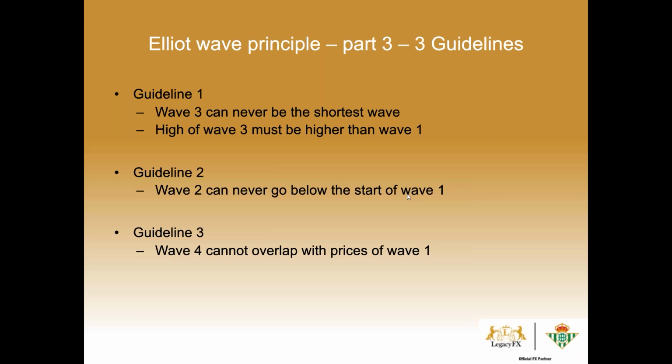So guideline number 1 is that the third wave can never be the shortest wave. We already discussed this. But the high of wave 3 must be higher than wave 1, right? So this is the one that I mentioned. This is one of those overlapping things.